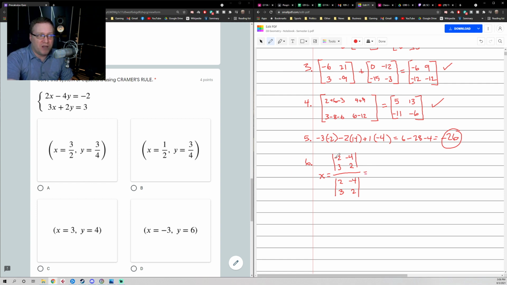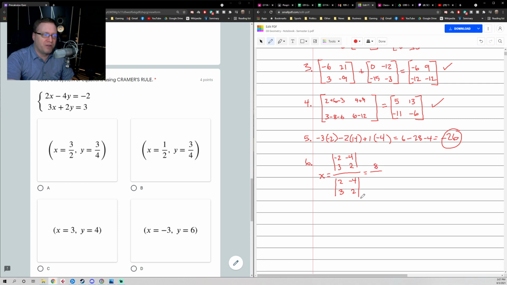So how do we find this determinant? Well, it's -2 times 2, which is -4, and then minus -4 times 3, which is -12. So it's -4 plus 12. All right, -4 plus 12 is 8. All right, so we have 8 on top.